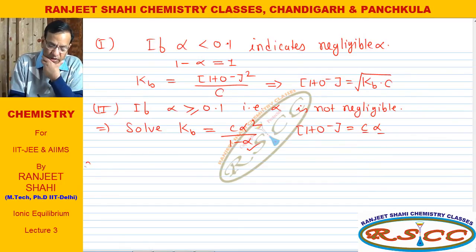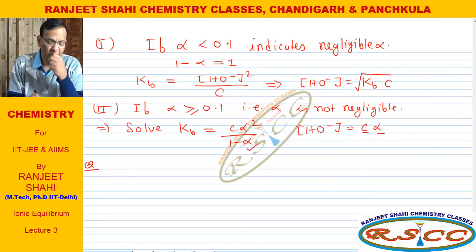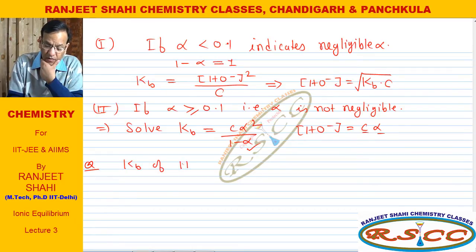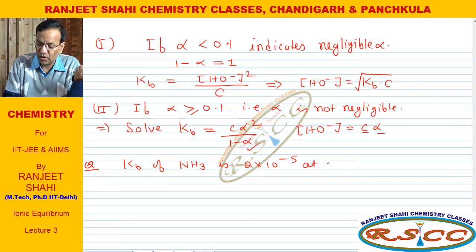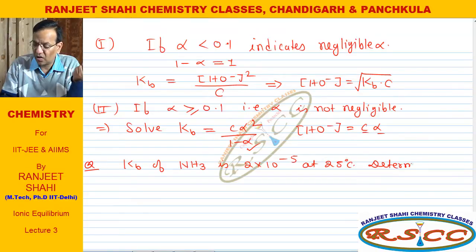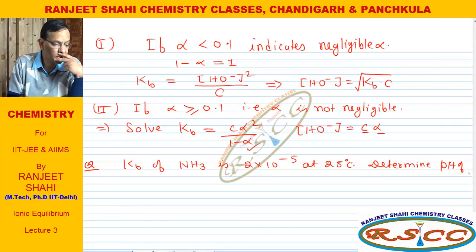So now let us solve a few problems based on solutions of weak bases. Kb of ammonia is 2 into 10 raised to the power minus 5 at 25 degrees Celsius. So determine the pH of a 0.05 molar ammonia solution.